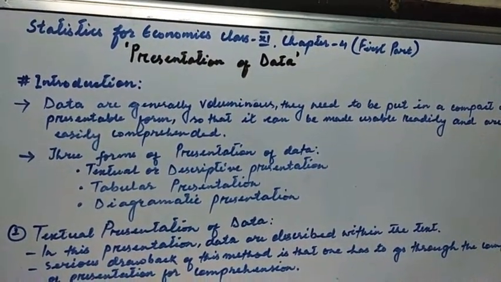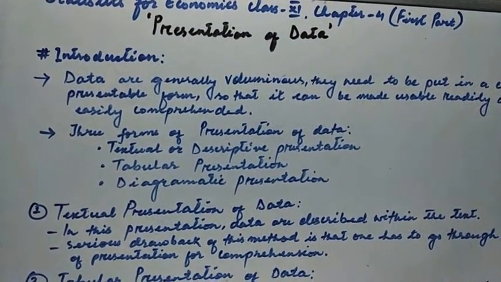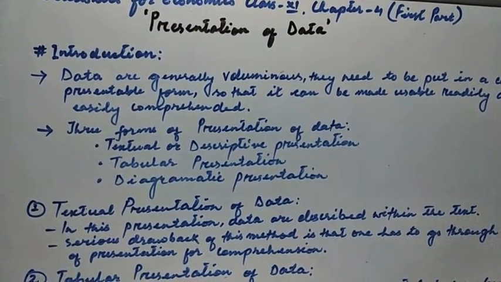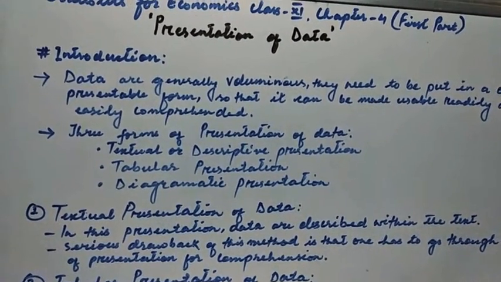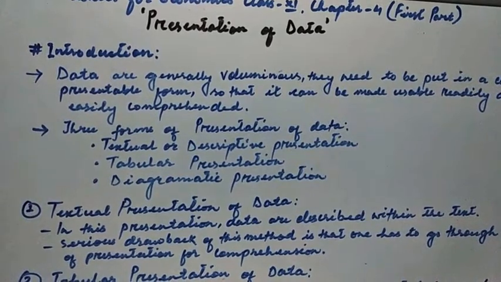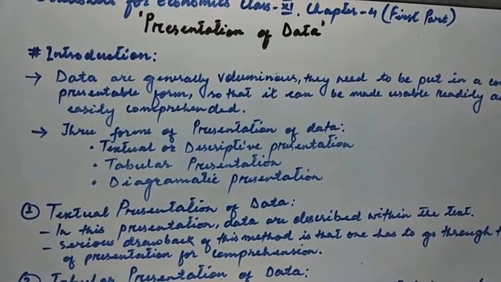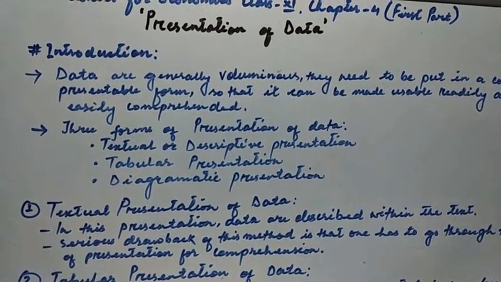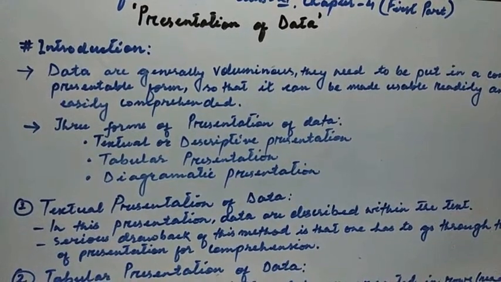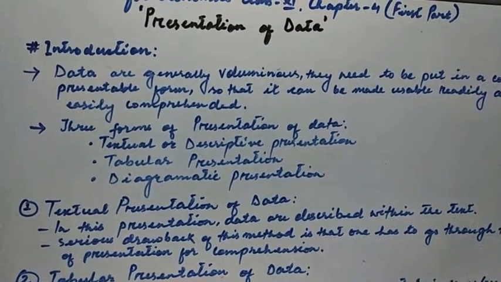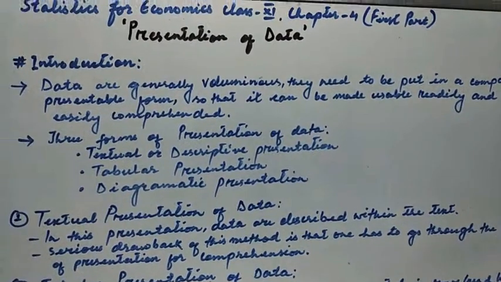Statistics for Economics, chapter number 4, that is presentation of data. So you have already learned in the previous chapters how data are collected, how you are organizing the data, and how you are classifying the data. So why are we doing all this? Because data are generally voluminous, which means they are huge in amount, and they need to be put in a compact and presentable form.